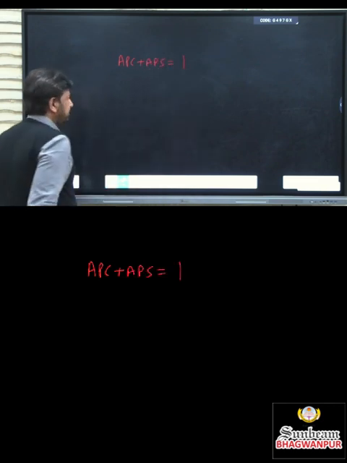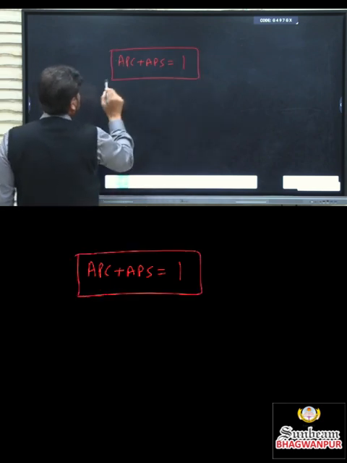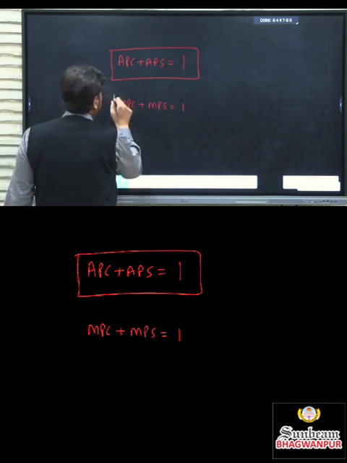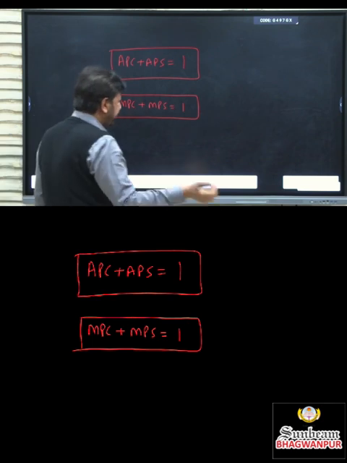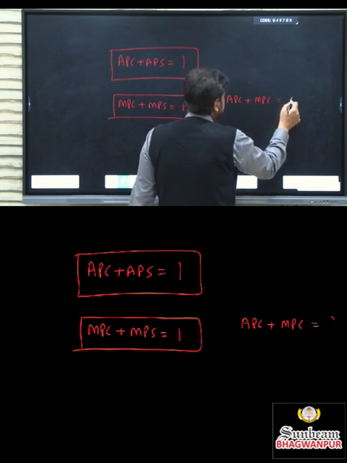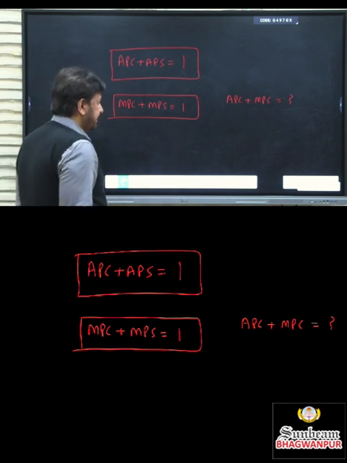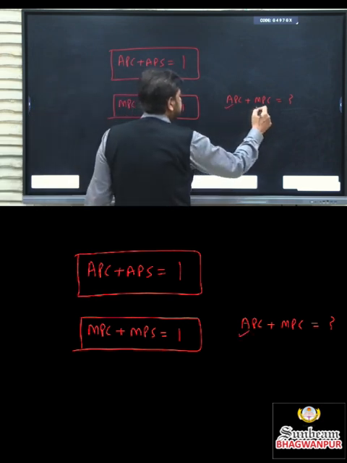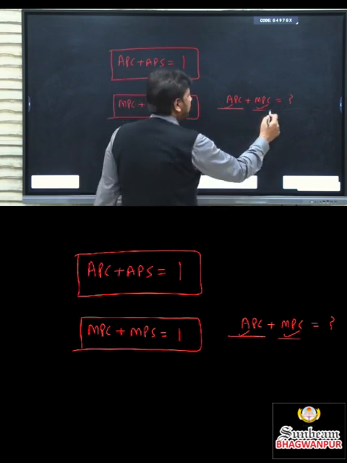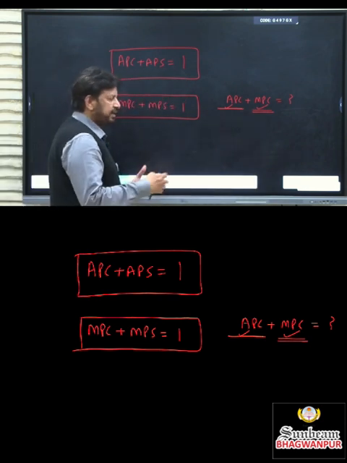APC plus APS is equal to 1, and similarly MPC plus MPS is equal to 1. But if I ask what is APC plus MPC, is it going to be 1 or any other value? So you can simply say that there is no such relation between average propensity to consume and marginal propensity to consume, because this one is related to total income, whereas this is related to change in income. So both of the concepts do not relate to each other.